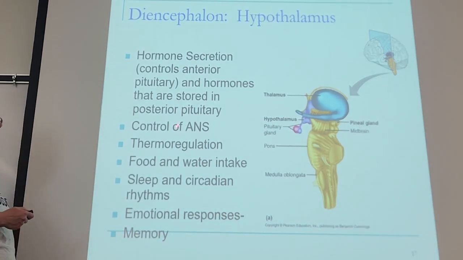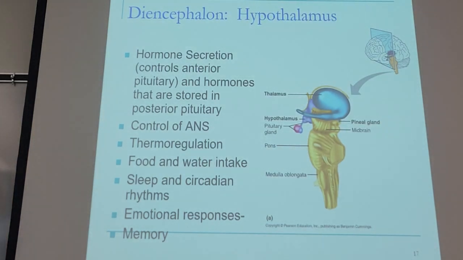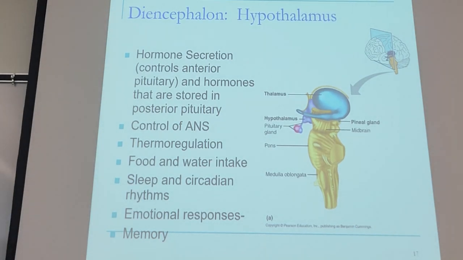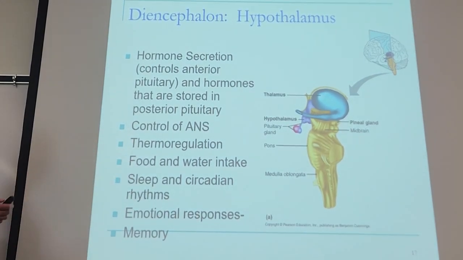So the hypothalamus controls the autonomic nervous system, so it's going to have overall dictation of the sympathetic and parasympathetic nervous system, fight or flight, rest and digest. It's involved in regulating your body temperature, telling you whether or not you're hungry or thirsty, and regulating your circadian rhythm, so your sleep cycles. Emotional responses and memory are too general, so don't worry about those. These are the big guys.